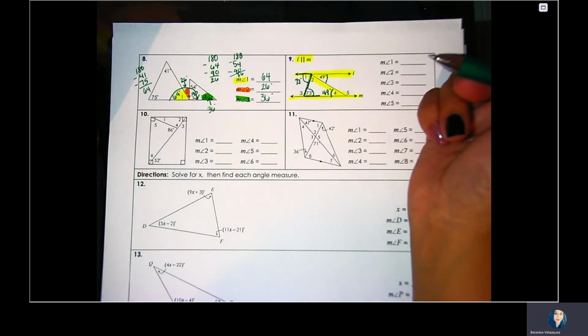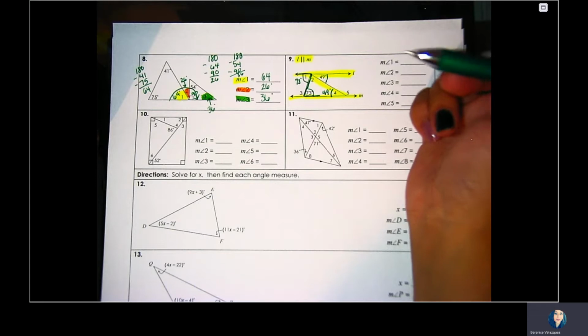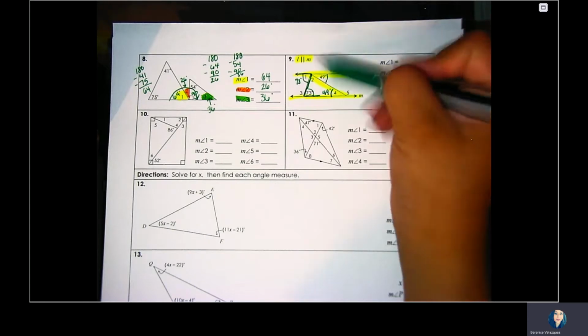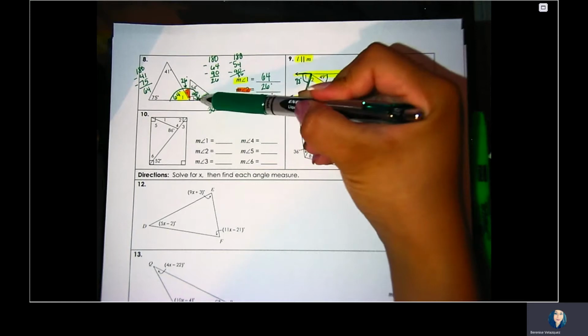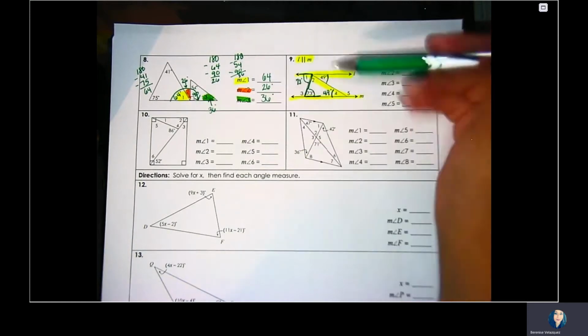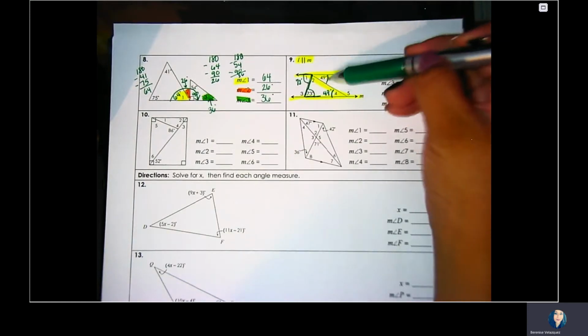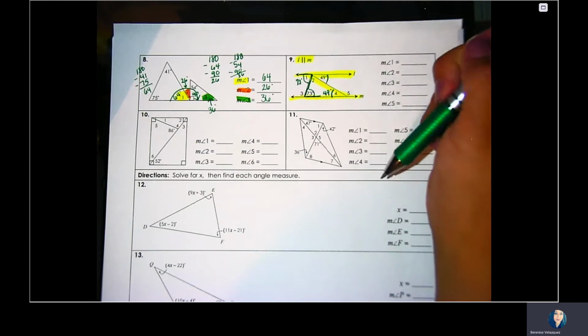Okay? So now that we know that, we can go through and we can get some of the answers. Now, to get angle 2, there's a few ways to do it. I can do it the way I did it here, which was to make a straight line, 180 minus these two pieces. I can do the same thing here. Straight line, 180 minus 73 and 49.